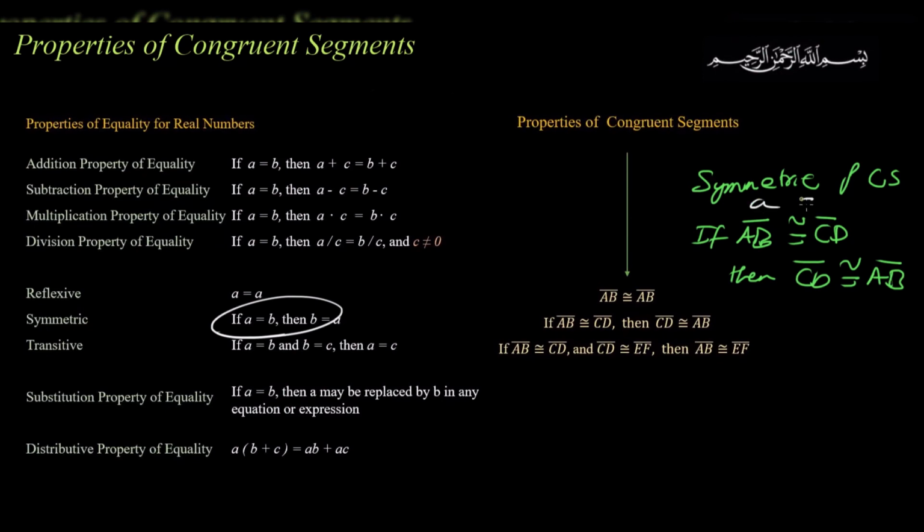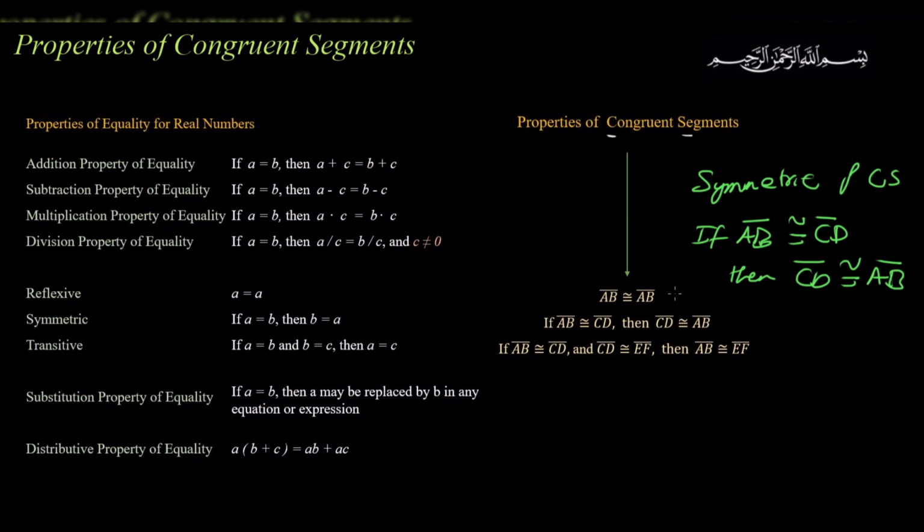If A is equal to B, then B is equal to A. Now you're not talking about real numbers. You're not talking about numbers. You're talking about segments, correct? So you're talking about congruent segments. The symmetric property of congruent segments states that if segment AB is congruent to segment CD, then segment CD is congruent to segment AB, correct?